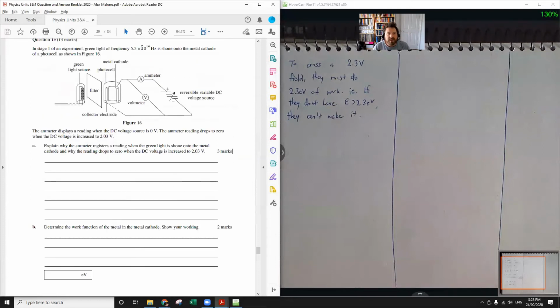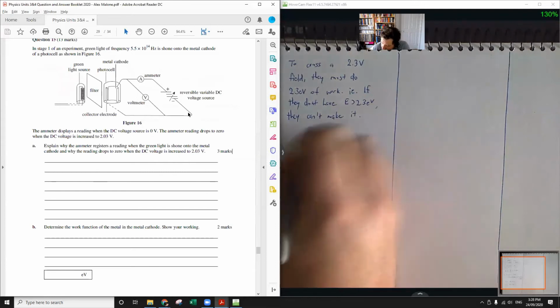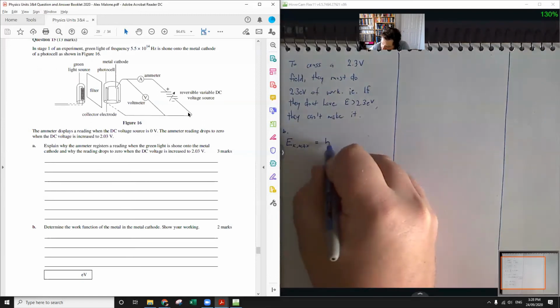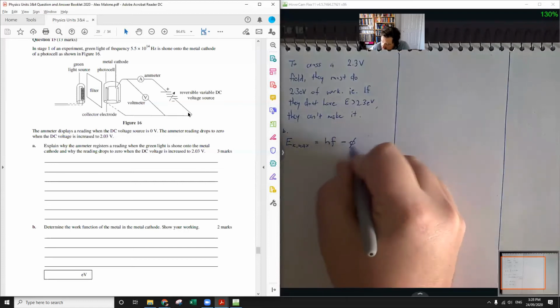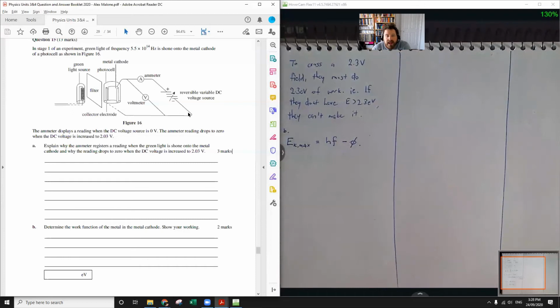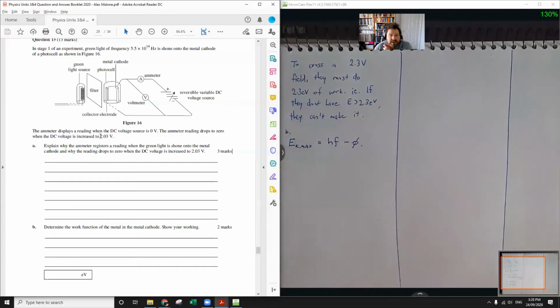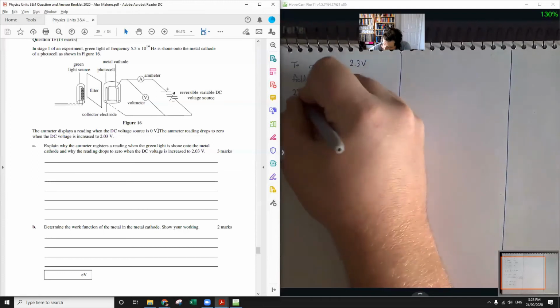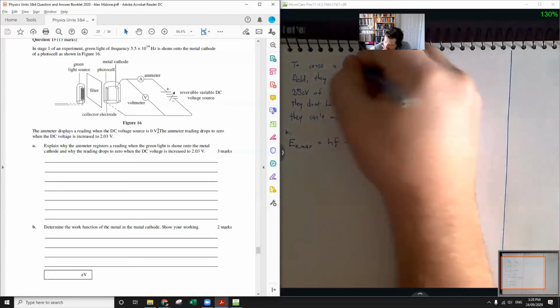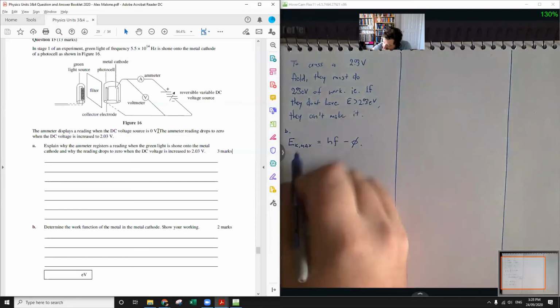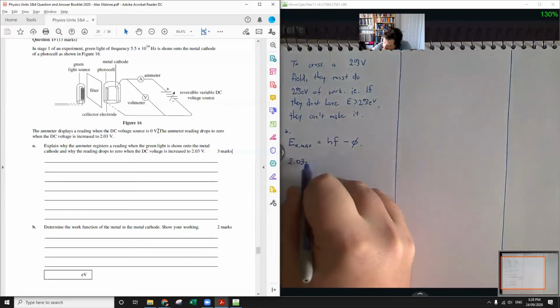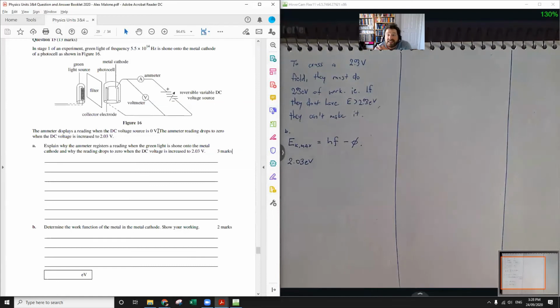Okay, so because we've already worked out, so we know that the maximum kinetic energy of electrons is going to be equal to how much energy the light gave them minus the work function of the metal. Okay. Now, we also know that because the biggest field that they could cross was 2.03 volts, before they stopped, that means this guy here must be 2.03 electron volts, is the most amount of energy that any of them have.